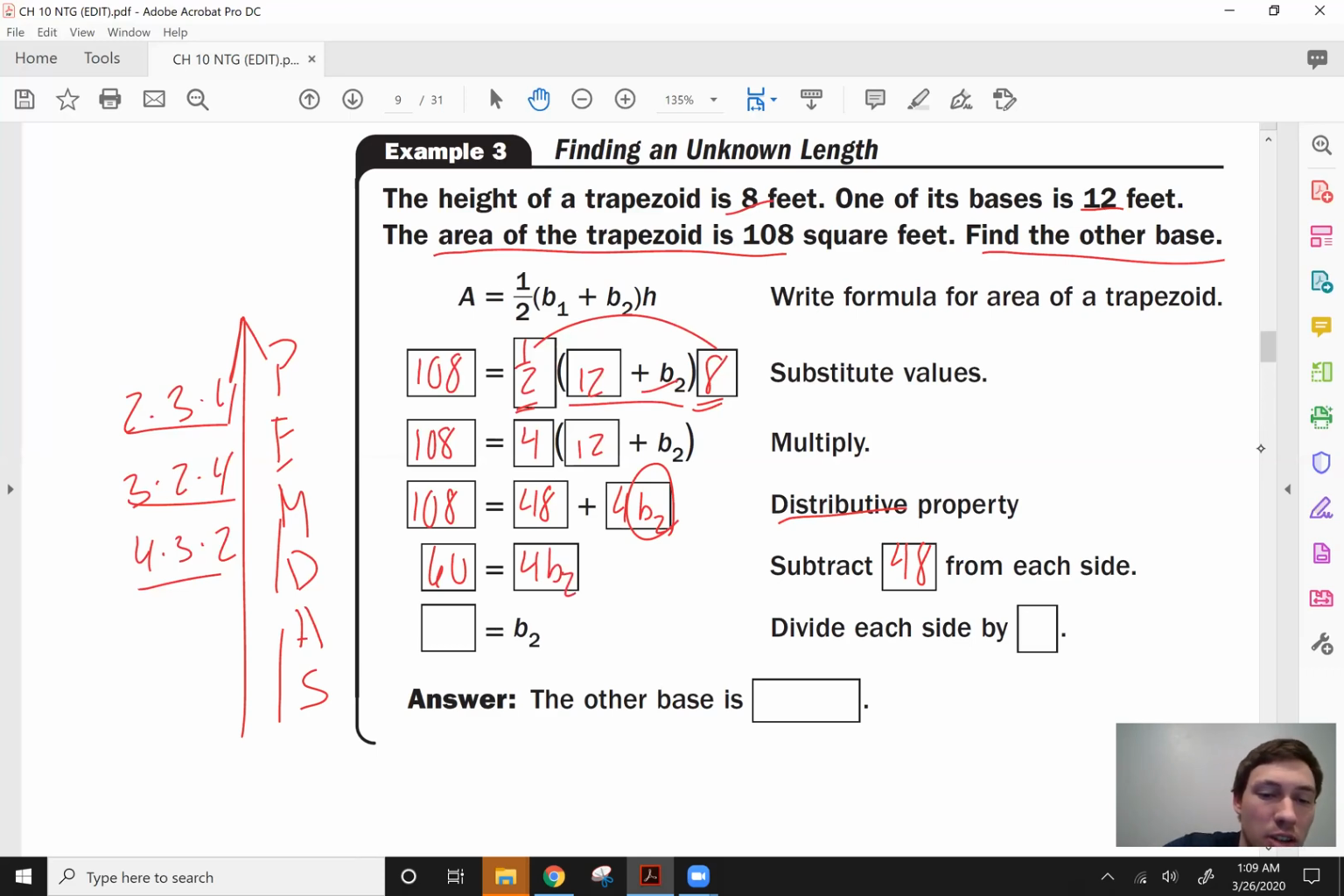Now we already added and subtracted, cool. Now we gotta look to multiply or divide. Well, it's being multiplied by 4, so I divide both sides by 4. And that gets me 15. So the other base is 15 feet in this case.